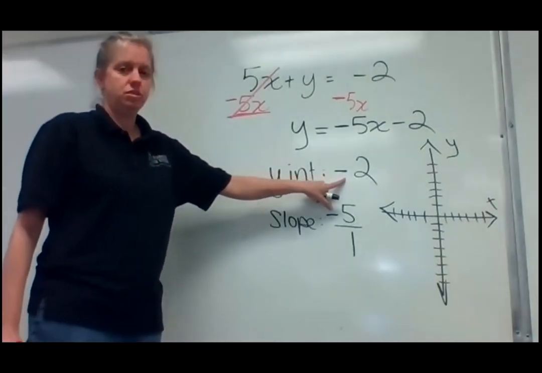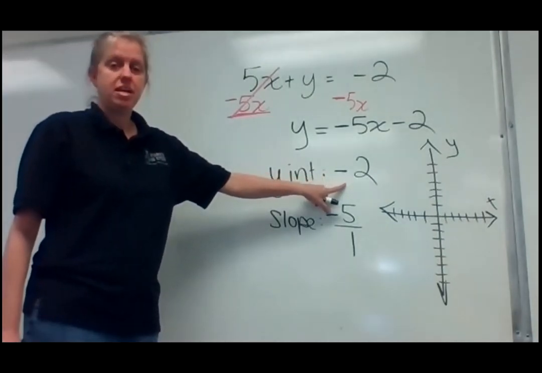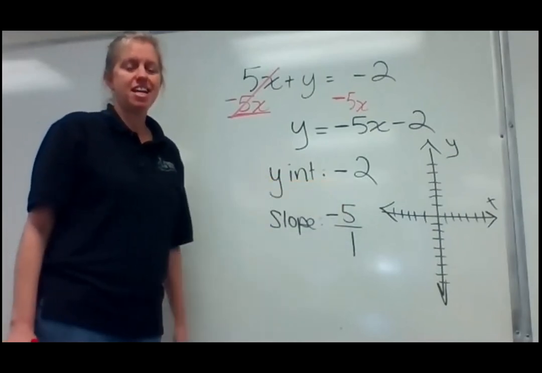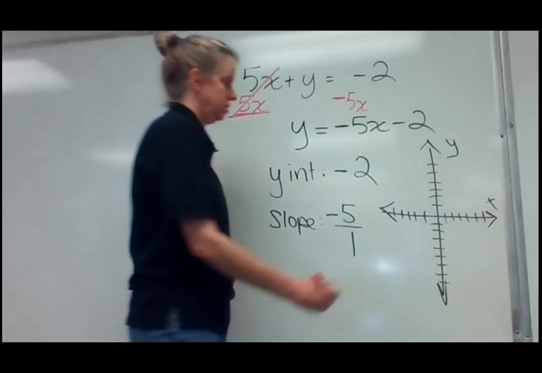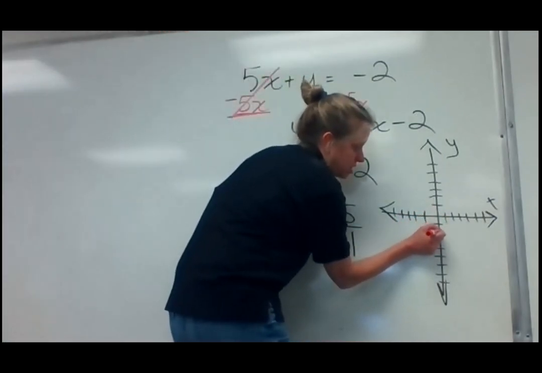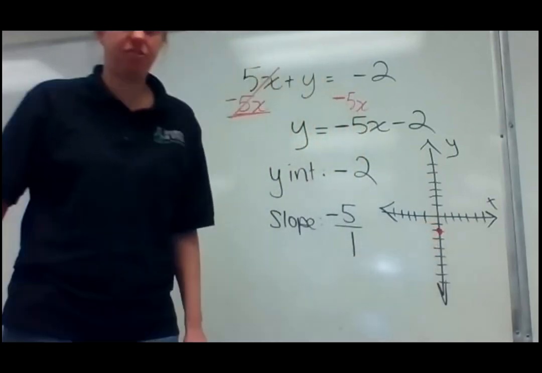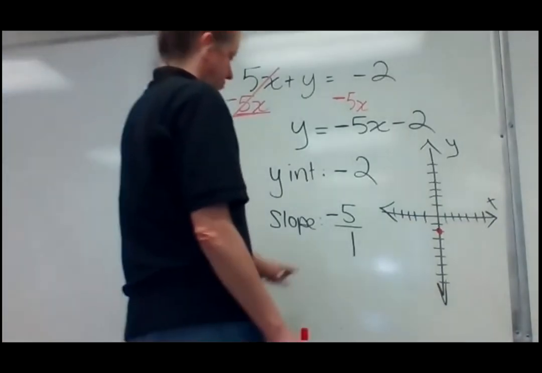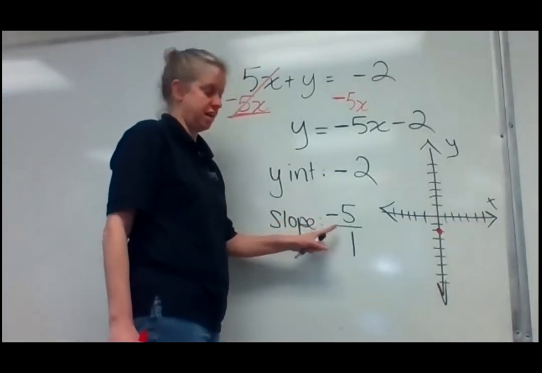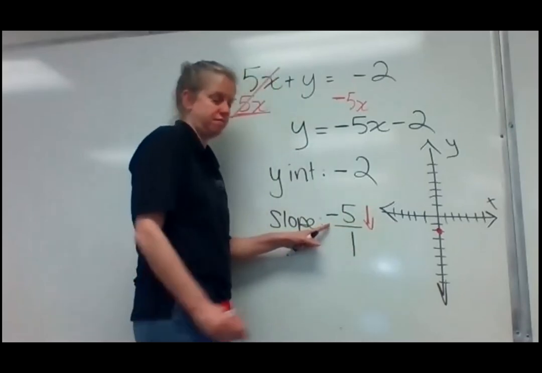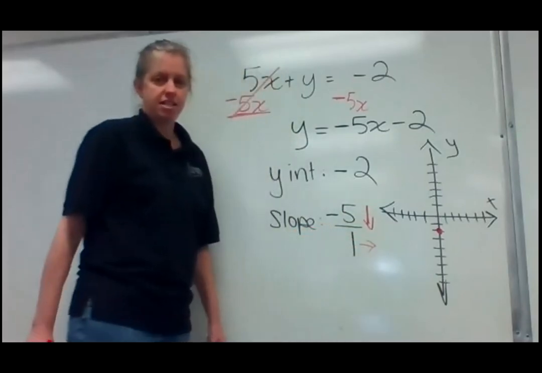The first thing I'm going to do is go to my y-axis and put a point at negative 2. So this time my y-intercept is down 2, right? It's on the y-axis down at negative 2. My slope is negative 5 over 1. So my rise, I'm actually going to go down again since it's negative. Down and right.